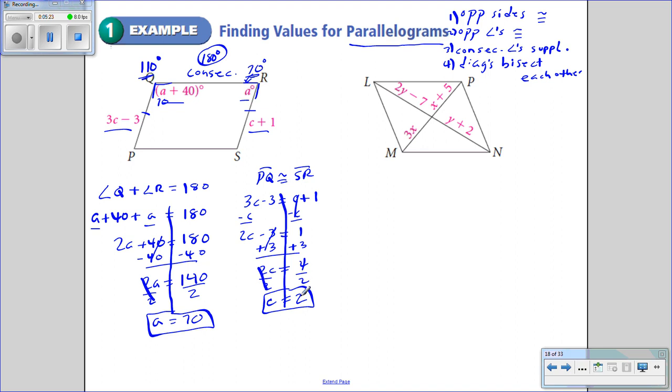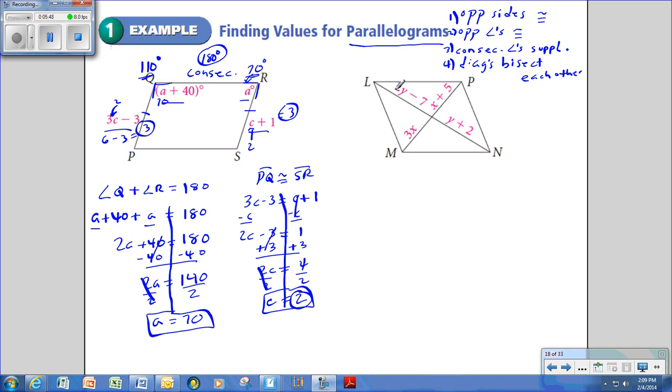Now I'm going to plug that 2 in for c. Either one should give us the same answer, so let's check. 2 plus 1 is 3. And plug it in over here. Plug in 2 here. 3 times 2 is 6. 6 minus 3 is also 3. So that works out.